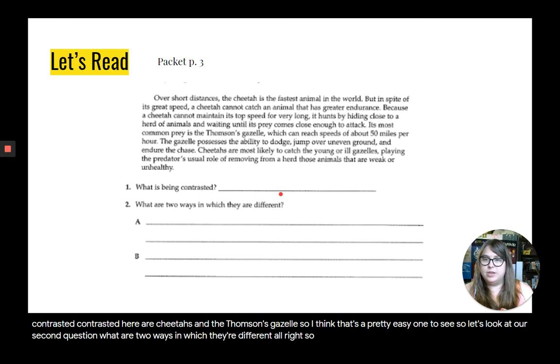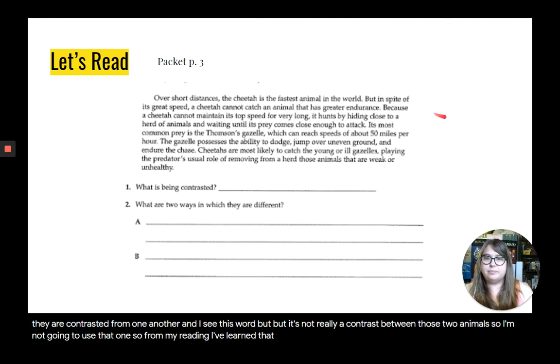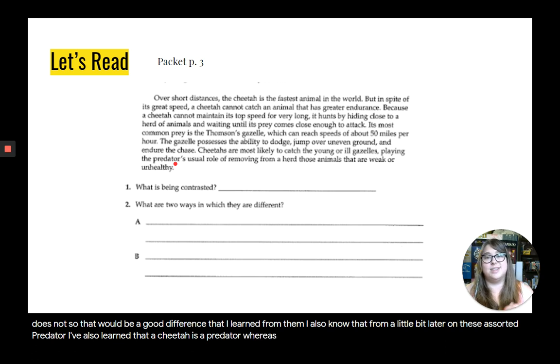I'm looking for any signal words that tell me that they are contrasted from one another. I see the word but, and it's not really a contrast between those two animals, so I'm not going to use that one. From my reading, I've learned that the Thompson's gazelle has good endurance, and the cheetah does not. So that would be a good difference that I learned from them. I also know that from a little bit later on, they use this word predator. I've also learned that a cheetah is a predator, whereas a gazelle is prey. So that's another contrast that I could add there.